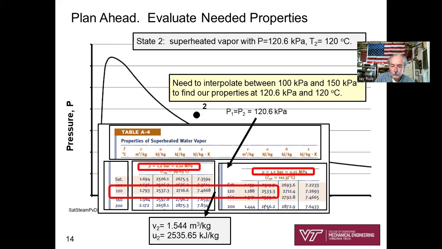And of course, we're in a hurry here, aren't we? And so I'm going to give you those results. The numerical results are V2 in between those two numbers is 1.544, and U2, little U2, is 2535.65 kilojoules per kilogram. Oh, and of course, units of little V2, cubic meters per kilogram. So linear interpolation needed. If you're uncomfortable with that, watch my video on how to interpolate.